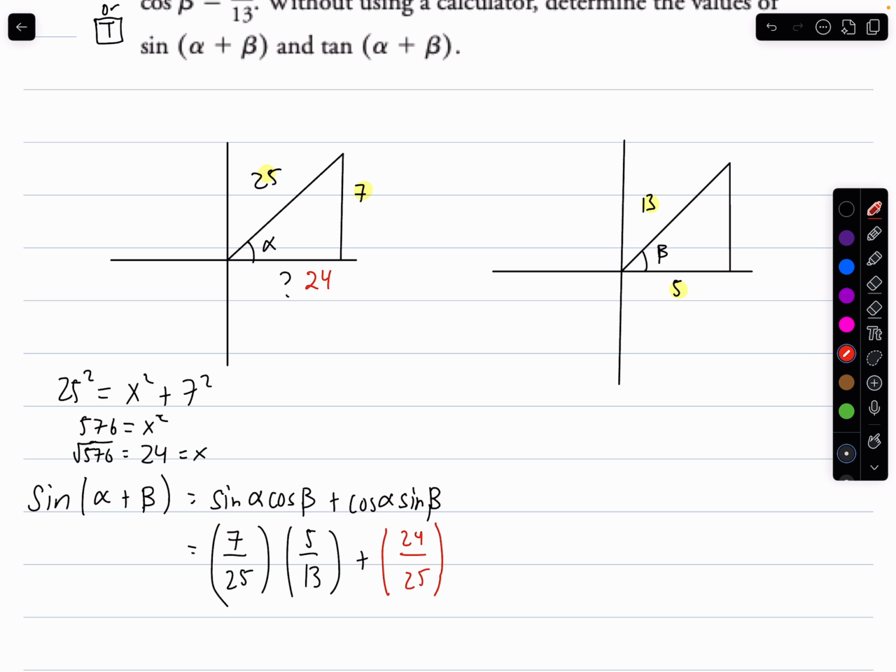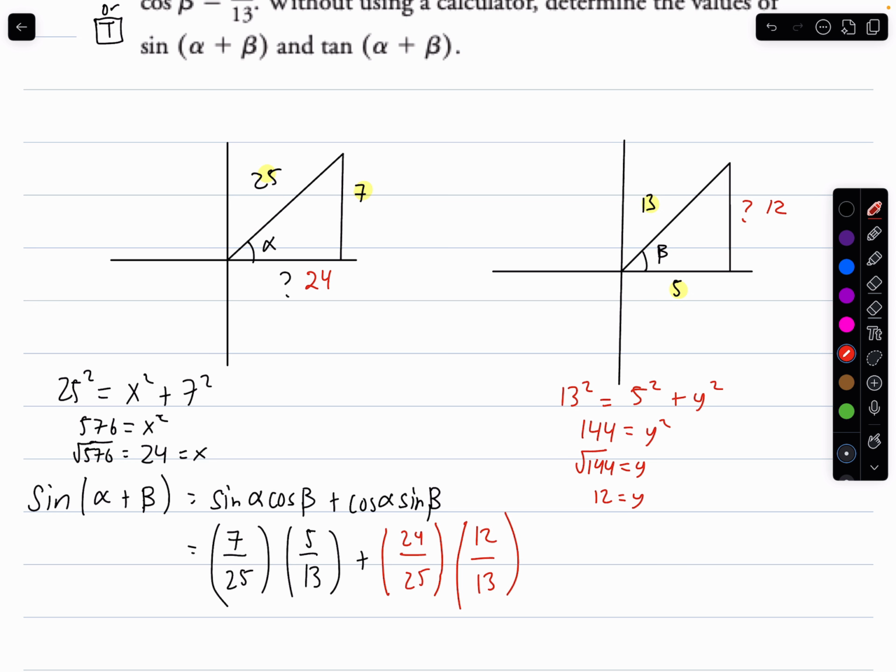Okay? And then sine beta. Now sine beta, we don't know what this guy is. So we're going to have to use Pythagorean theorem again. So I'll say 13 squared is equal to 5 squared plus y squared. And then 13 squared minus this is going to be 144 is equal to y squared. And then square root of 144 is equal to y. Y is equal to 12. So this is going to be 12. So now we can find sine beta, which is 12 over 13.